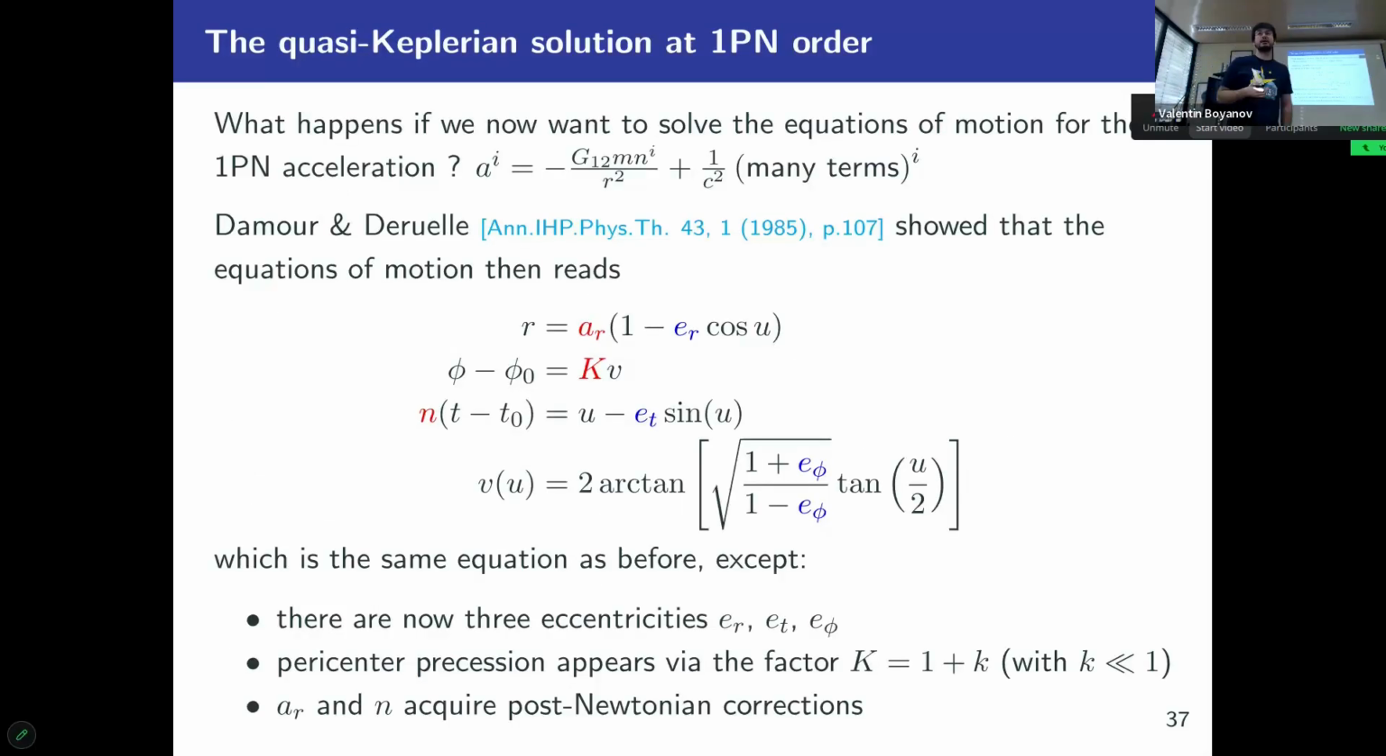So the question is, now if you take the 1PN equation of motion, so you include 1PN corrections, what would be the solution to this? This was found by Damour and Deruelle, what they call the quasi-Keplerian parametrization. Basically you're modifying the parametrization I've shown you before by adding this k, which is the pericenter precession, lifting the degeneracy between the eccentricities. So you have a different eccentricity for each equation. And your parameters, for example your period, get a bit modified.